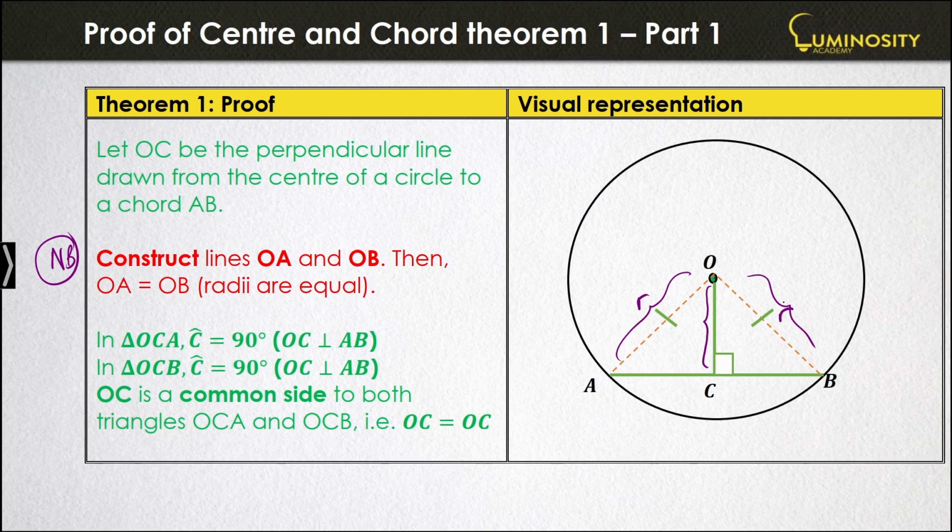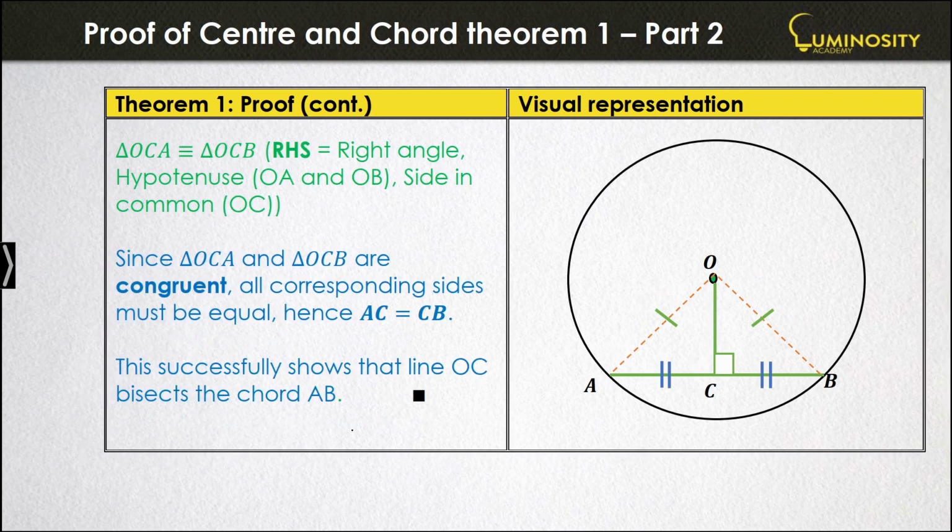Now we have two right angle triangles. In triangle OCA, the angle C is 90 degrees because we have the perpendicular line drawn already, because OC is perpendicular to AB. There's your reasoning. Similarly in triangle OCB, angle C is also 90 degrees for the same reasoning. Now OC is a common side to both triangles OCA and OCB. So what are we getting towards here? Well, we have successfully shown that triangle OCA and triangle OCB are congruent triangles.